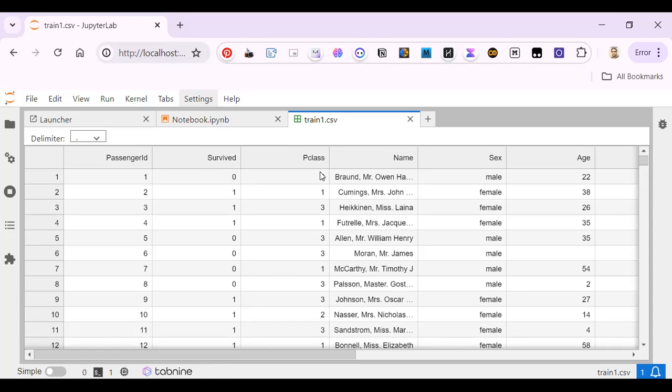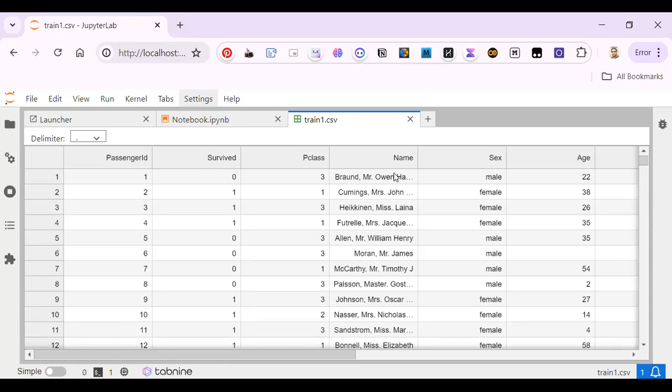But what is the passenger class? Passenger ID is an ID, a serial, but passenger class is a different concept. For example, if you go to a movie, there is a ticket and something like a number on it.